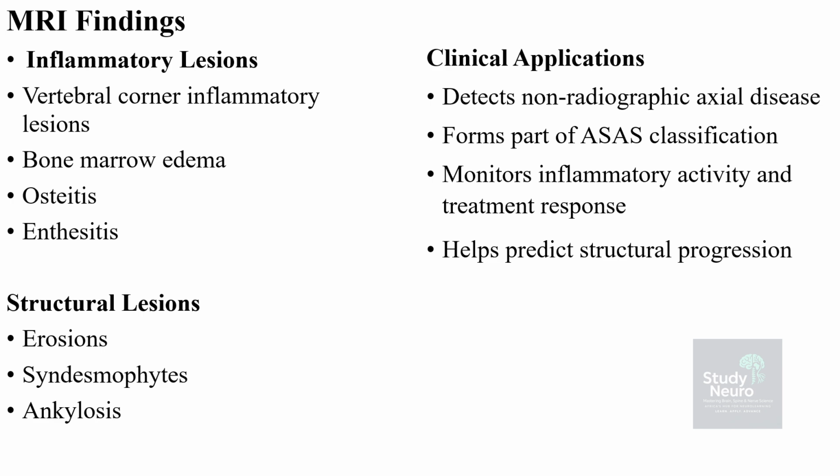Clinically, MRI is important for detecting axial disease when plain radiographs are still normal. MRI findings can contribute to the assessment of Spondyloarthritis International Society criteria, while repeated imaging may help assess inflammatory activity and response to treatment. It can also provide information about the risk of future structural progression.